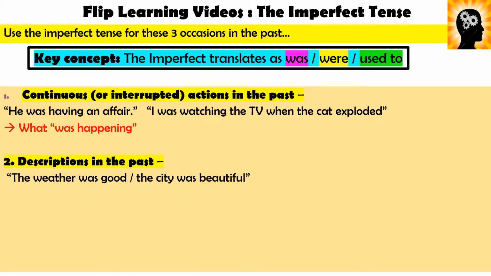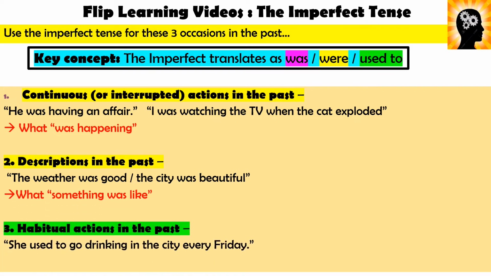The second type then is any description in the past. So the weather was good. The weather was good for the whole of your trip. So the weather was good as an ongoing action. The city was beautiful. It didn't change. It hadn't been beautiful and something happened. The city was beautiful. Mr. Ennis was a handsome man in his youth. That was ongoing for a few years anyway, until it all went wrong. So any description in the past, you need to use the imperfect tense.